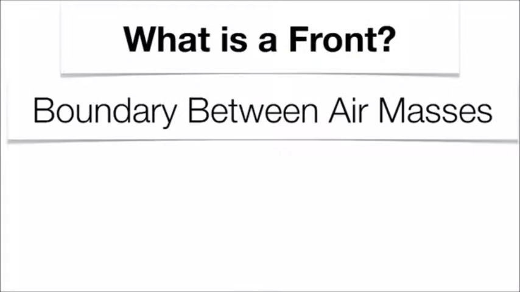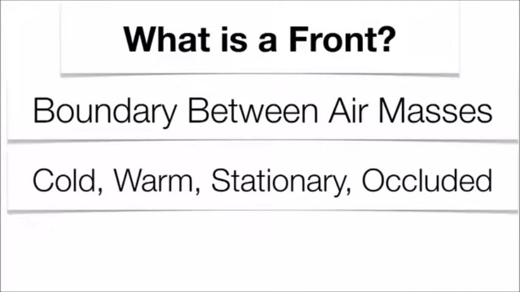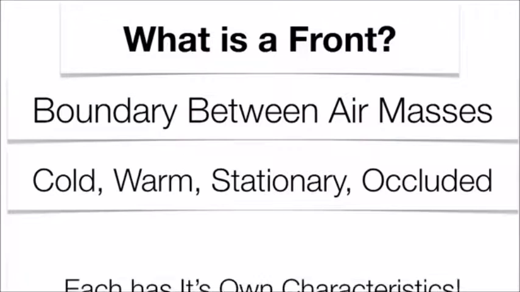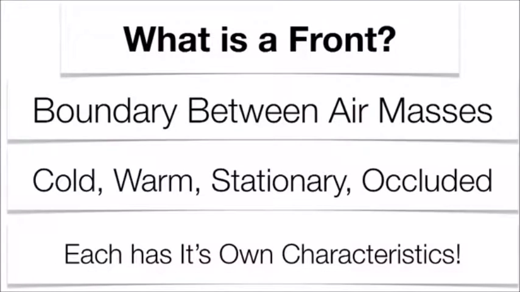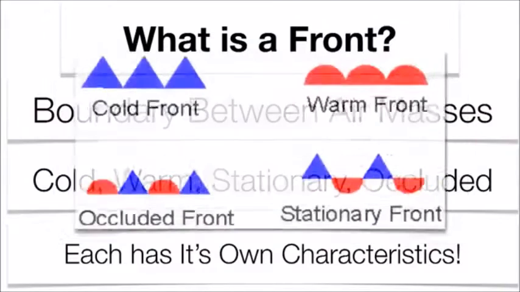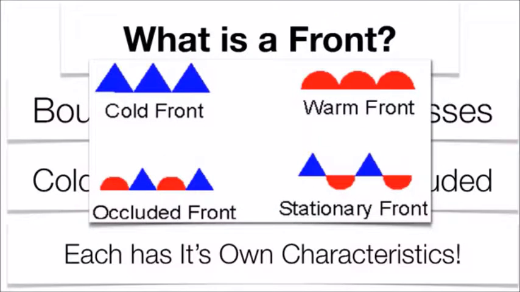So basically a front's a boundary between two air masses. And we have cold, warm, stationary, and occluded. And what's important here is that each front has its own individual characteristics. Please notice the symbols. They're actually on page 13 in your reference table.